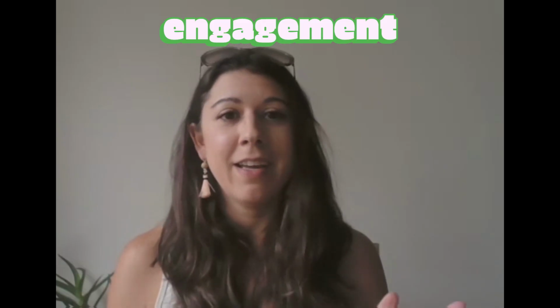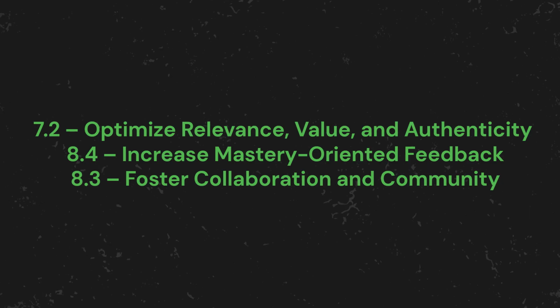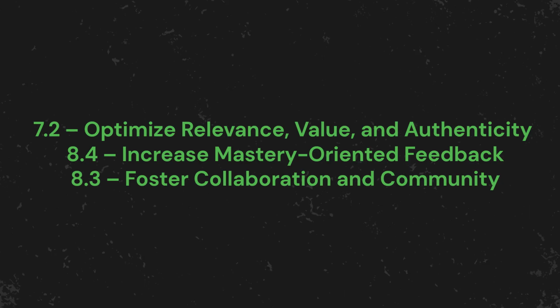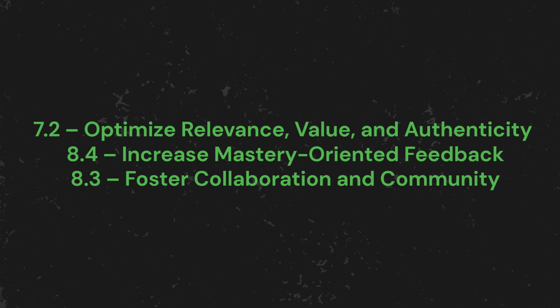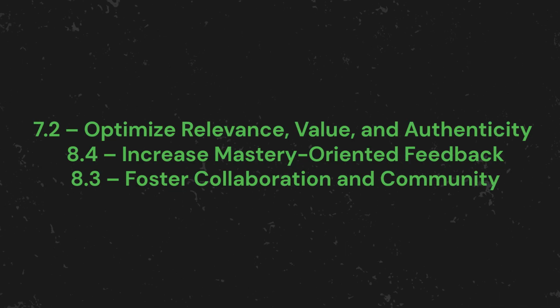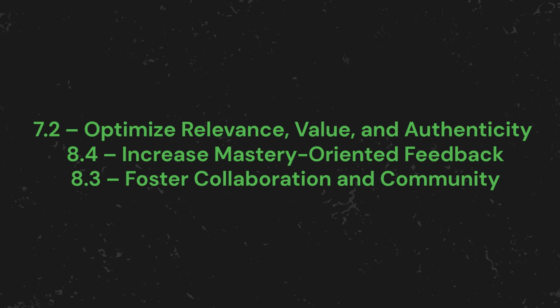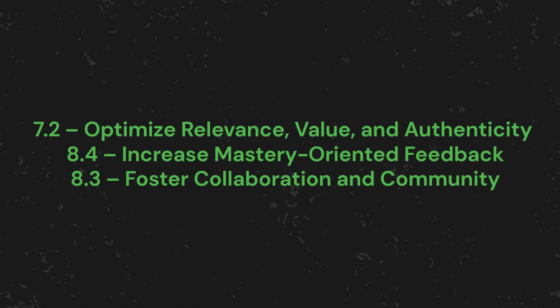So, in terms of UDL, when it came to boosting student engagement, I was already hitting the nail on the head in a lot of ways. I was incorporating 7.2, optimize relevance, value, and authenticity, 8.4, increase mastery-oriented feedback, and 8.3, foster collaboration and community. So I take feedback very seriously and I commit plenty of time to it. I try to explain why these topics are being discussed and how they can stem beyond the English classroom. And I do my best to promote an open, encouraging vibe in the class, even though it's asynchronous.